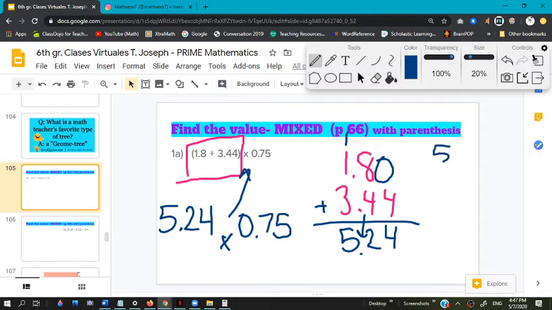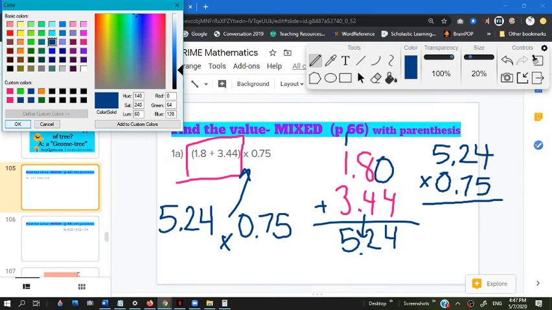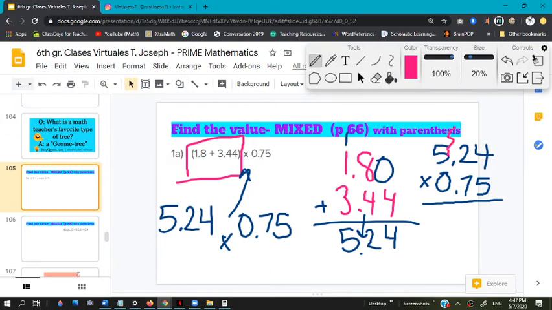Here we have 5.24 times 0.75. Now remember, you don't have to line up your decimal points when it comes to multiplication. If your decimal points are not in a line, that's okay. But these ones happen to be in a line, which is fine. Let's continue multiplying. 5 times 4 is 20. 2 times 5 is 10, plus 2 is 12. 5 times 5 is 25, plus 1 is 26.